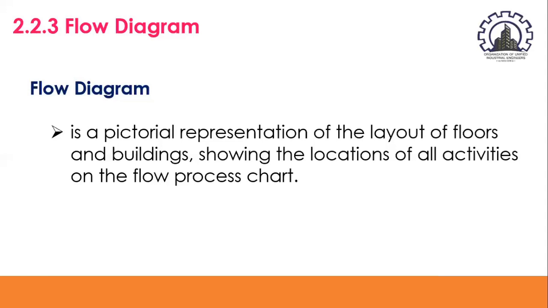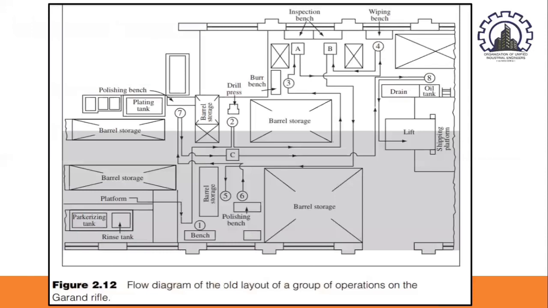Now, as you can see in figure 2.12, this is an example of the flow diagram of the old layout of a group of operations on the Garand rifle. Figure 2.12 illustrates a flow diagram made in conjunction with a flow process chart to improve the production of a Garand M1 rifle at Springfield Armory.